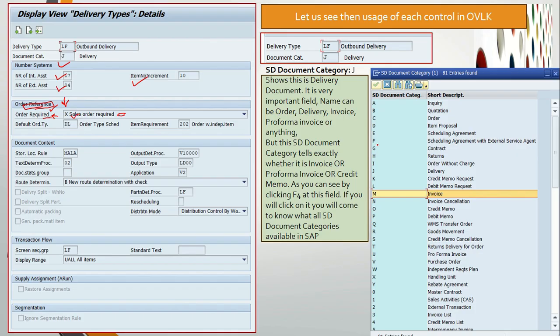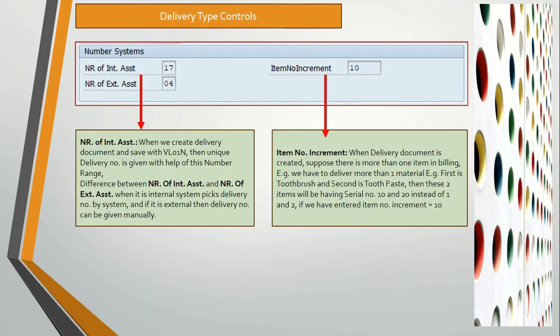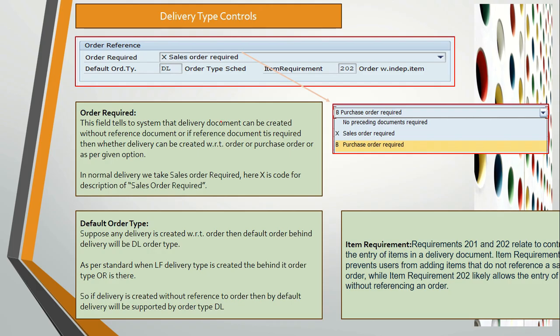What does X mean? See, I have taken the screenshot here by clicking on this arrow button. The available options are blank, X or B. Blank is telling no preceding documents required. It means if you select blank, then while you are creating the delivery document, it will not check whether an order or any other document is there or not.